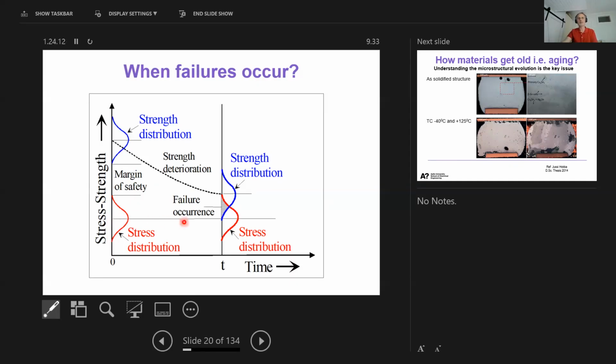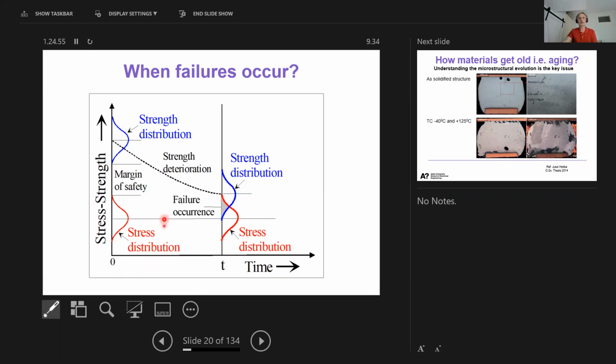So the stresses are constant, but the strength is decreasing because of these stresses, either this stress or some other stress, which decreases the mean or average strength. This dashed line describes how the average strength decreases as a function of time. After a certain amount of time, the probability of failure starts to increase when these distributions meet. So this defines the lifetime, or the time when the wear out starts.